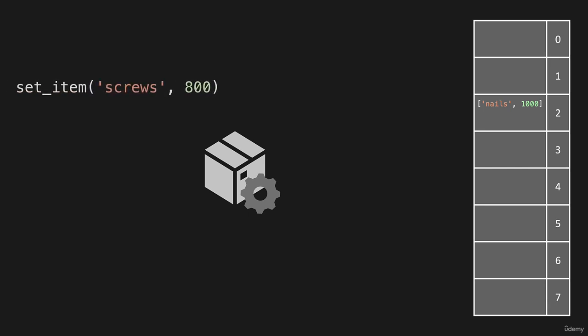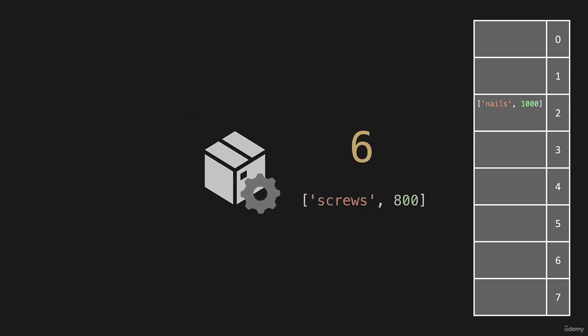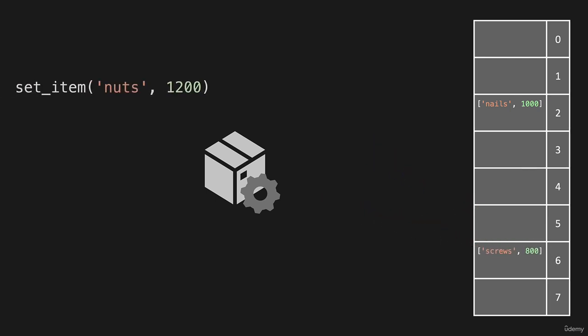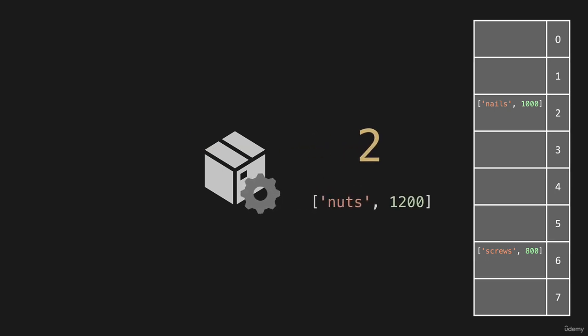And let's set another item here. We'll say screws. We'll run this, and we're going to get our key value pair and an address, and we'll store that. And let's say nuts with 1,200. And we're going to say that's at the address of 2. But we do have a problem here because we already have a key value pair at that address. We don't want to just overwrite that and replace it.